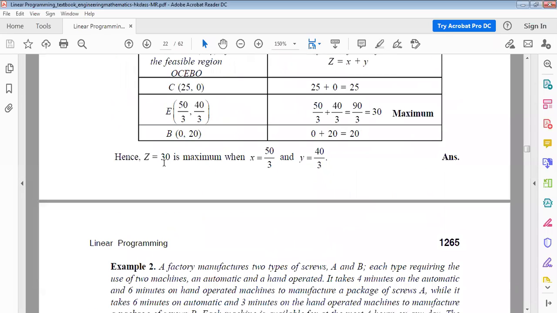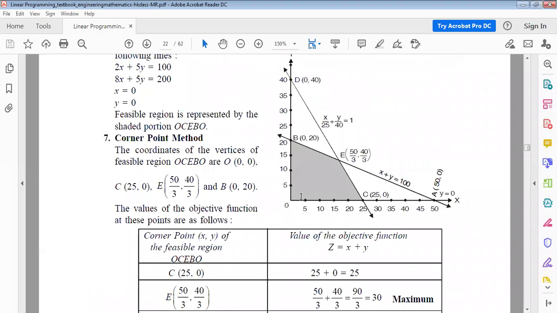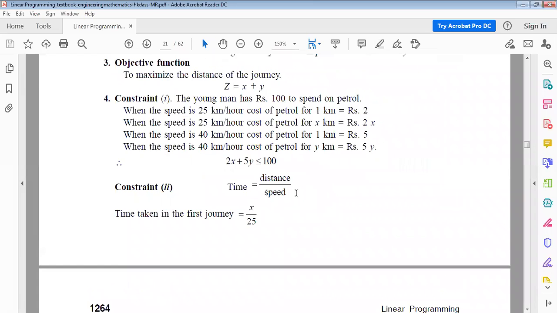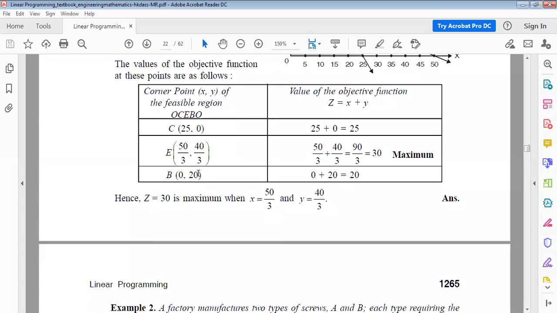Understand? z equals 30 kilometers is the maximum when x equals 50 by 3 and y equals 40 by 3. That means at 25 kilometer per hour he travels 50 by 3 kilometers, and at 40 kilometer per hour he travels 40 by 3 kilometers. Then he can travel the maximum distance within 1 hour and with 100 taka of petrol.